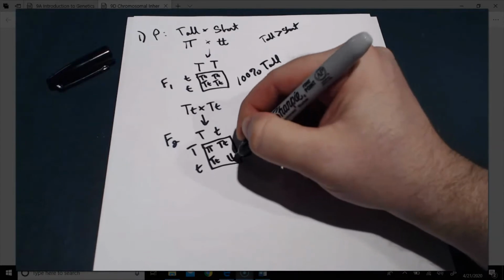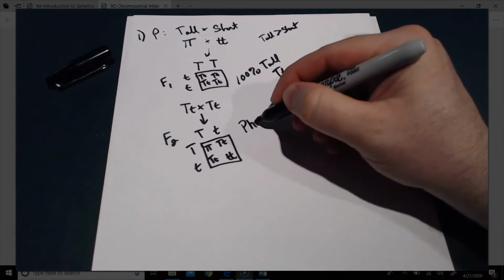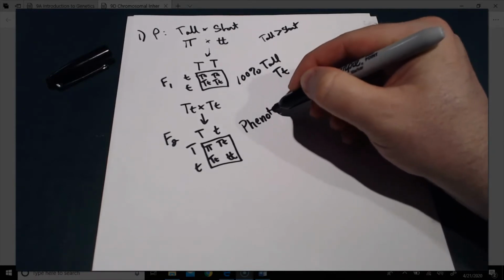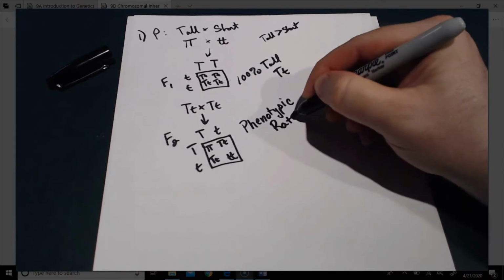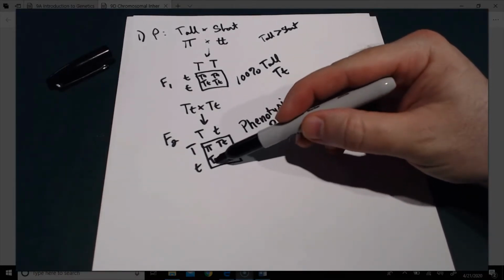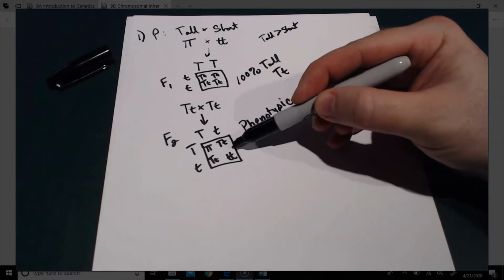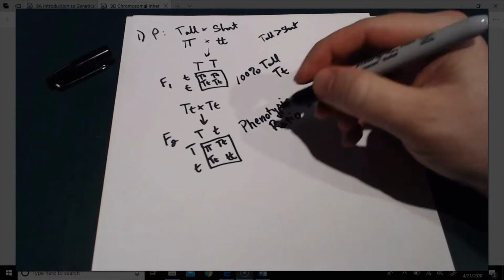And we're going to see what they would look like. The expression of these genes, that's your phenotype. So the phenotypic ratio is going to be what? Well, I see tall, tall, tall, short. 3-to-1 tall to short. That's what I see.